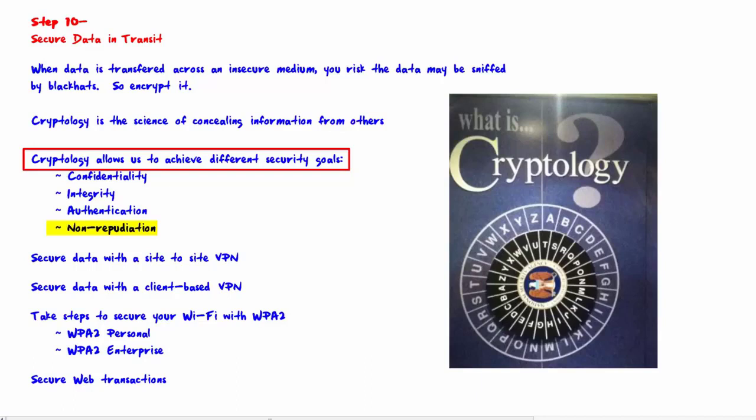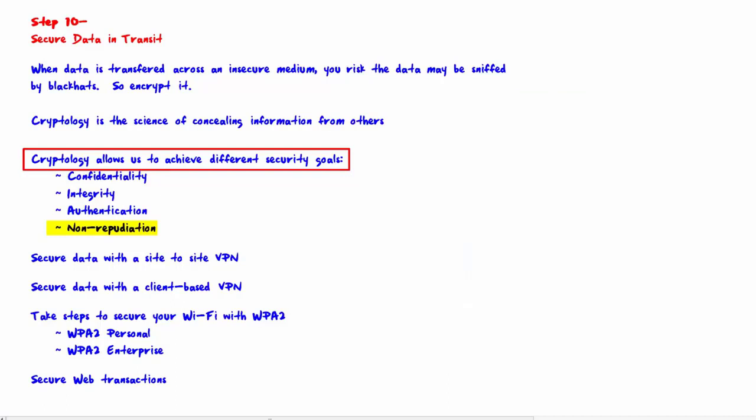Non-repudiation is probably the least intuitive of these, so we can give an example of that. Supposing a person sends an email to buy a stock, and then an hour later that stock tanks. Well, then that person might say, well, I never sent you an email to buy it. Non-repudiation means that it can be proved that they actually did send that order to buy that stock.